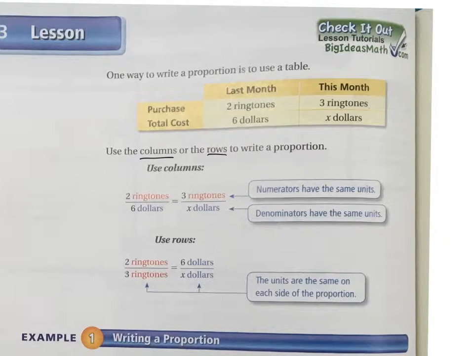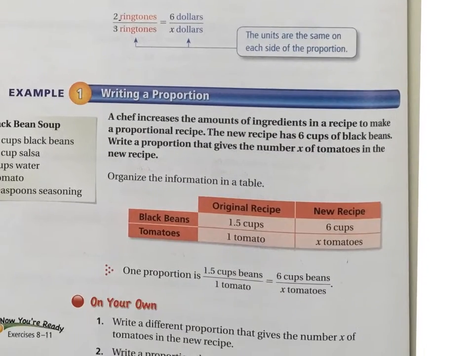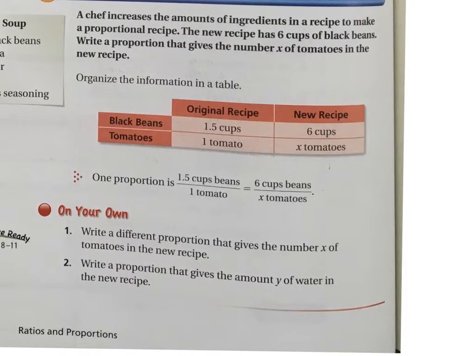And in this one here, they're comparing with columns on the top here. We got ringtones to dollars, and is it equal to ringtones to X dollars? And then the other way is we can use the rows to compare. So we got purchase, ringtones to ringtones, is it equal to the dollars over the dollars? So they've compared it two ways there. Ooh, that gets confusing, doesn't it? Interesting that it works. Can do the same thing here.